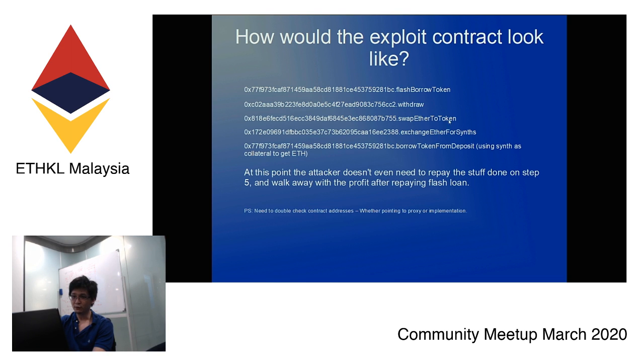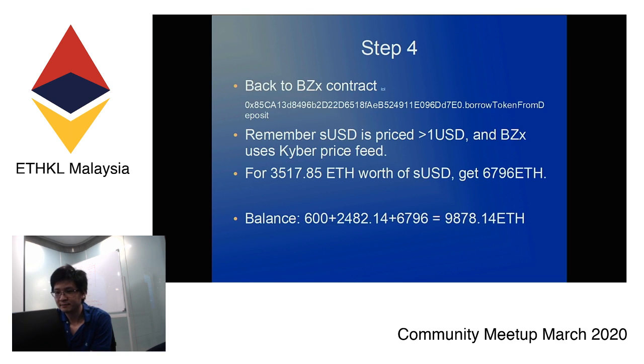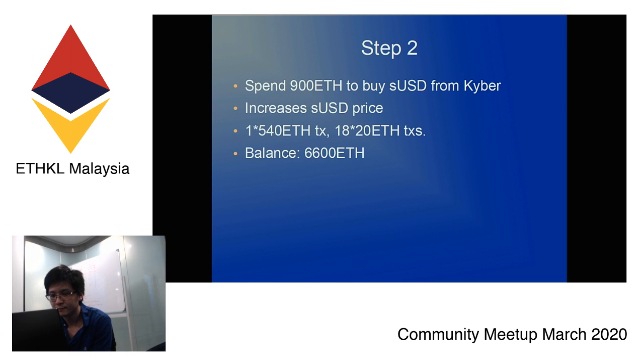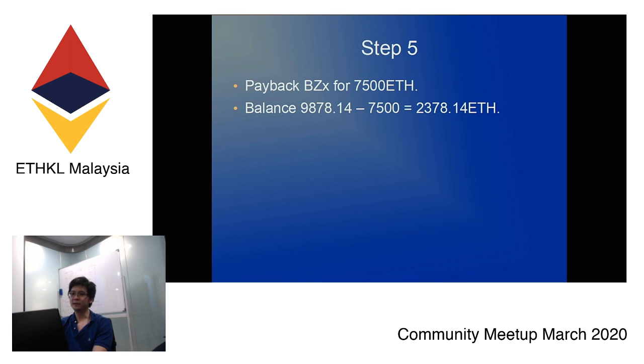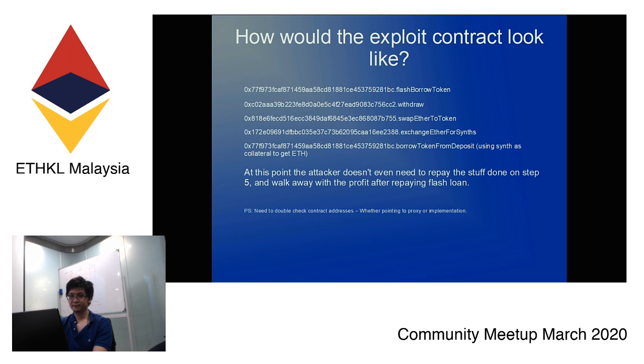There is one part where they need to loop the swap of Ether to token, because what they have done is pump in 19 transactions. I'm not sure why, but 18 of the transactions were in 20 Ether chunks, and there was one which was about, I think, 360. Actually, I got the numbers wrong, 540, sorry. So 900 ETH in total. Like I mentioned earlier, at this point the attacker doesn't even need to repay the step 5 stuff and can walk away with profit.